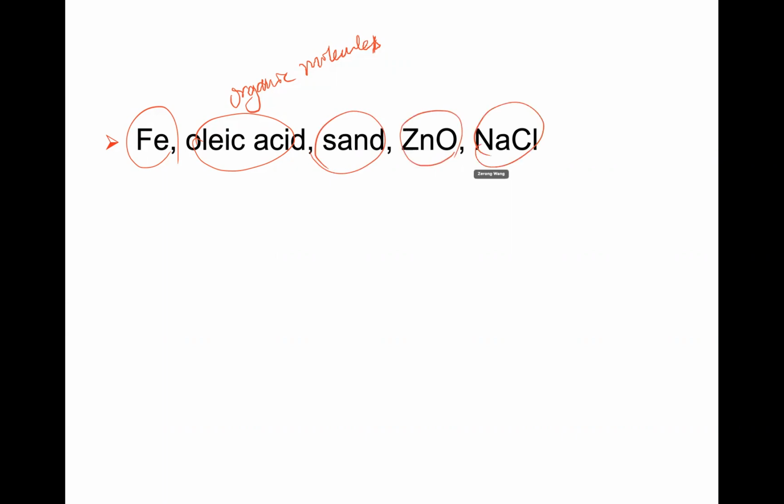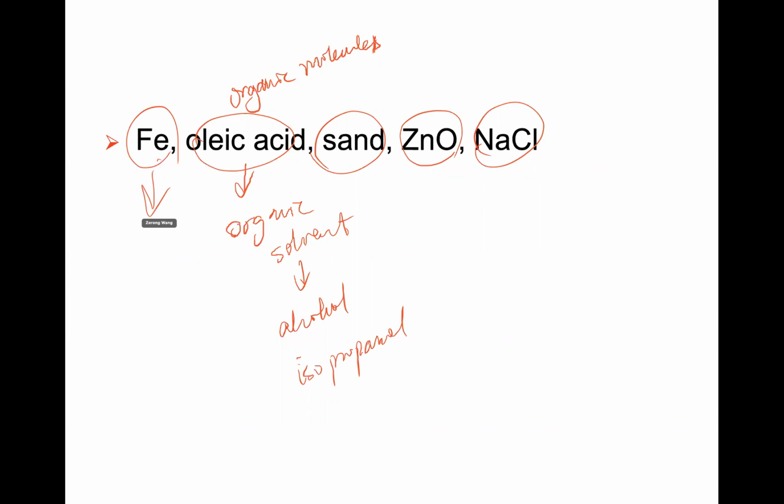Now you have to analyze what's the difference between all the 5 components. And typically we will say organic molecules are soluble in organic solvent. For this we can apply alcohol, for example isopropanol. So this can separate the oleic acid out of the others. Now, this one is a solid, this solid, solid, solid, right? And this one is kind of close to solid and liquid.